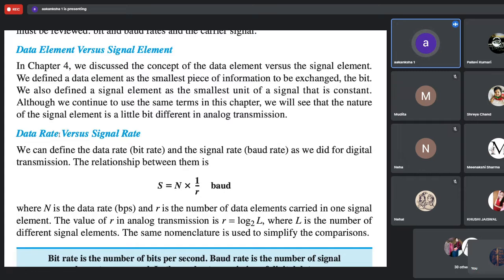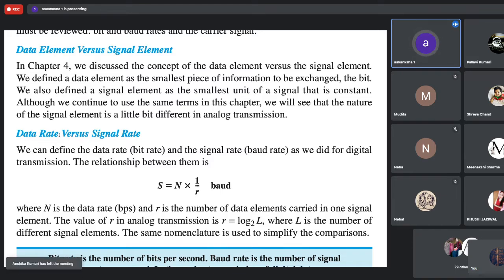I hope you remember baud rate from earlier chapters. Bit rate is basically the data rate, which is normally in terms of bits per second, kilobits per second or megabits per second. And baud rate is how many signals are transferred, or signal changes per unit of time. The relationship we have already done between these two is S = N × (1/R) baud. N is the bits per second, that is the data rate, and R is the number of data elements carried in one signal element.